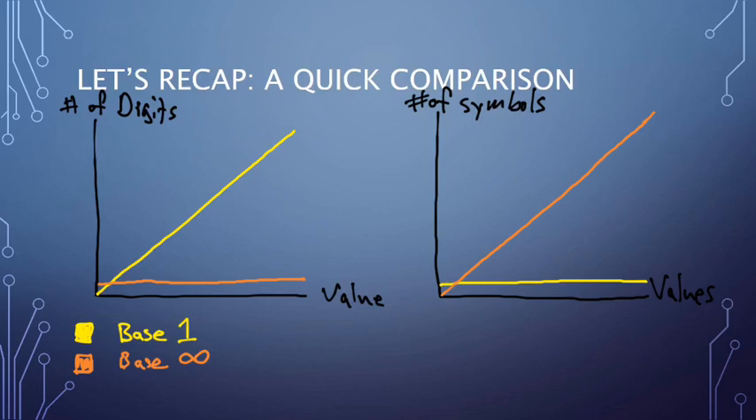linearly, right? So as the number of values I want to represent grows, the number of symbols that I need in my number system grows at the exact same rate. Okay, so these two are kind of reciprocals of each other, and that's kind of neat to see.